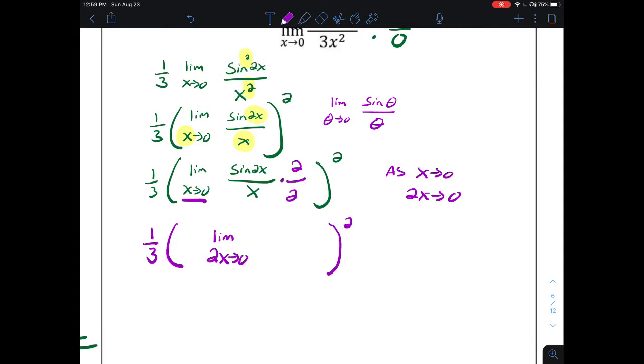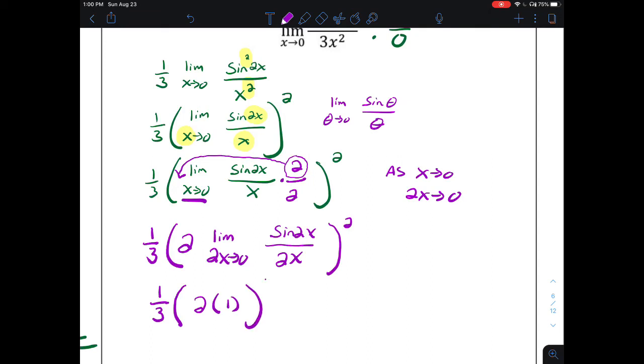Now I needed the 2x in the denominator, and I needed a sine of 2x in the numerator. I'm going to take this 2 that was supposed to be multiplying the sine and use the property of limits that says I could pull it outside of the limit. It didn't go all the way outside of the parentheses, it just went outside of the limit here. So I have 2 times that limit. Now we're ready to use the special trig limit, which says I could rewrite that limit as the angle approaches 0 of sine of that angle divided by that angle as equaling 1. So I have 1/3 times 2 times 1 being squared, which gives me an answer of 4/3.